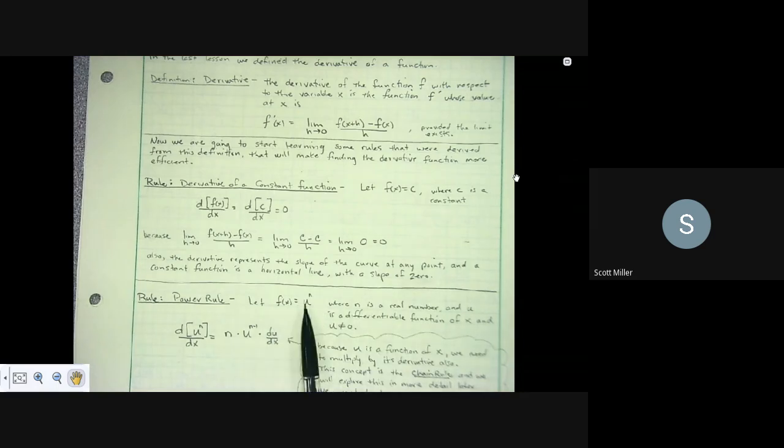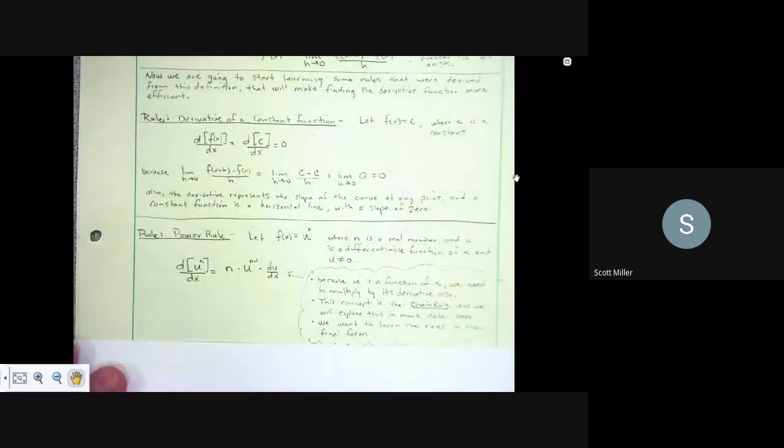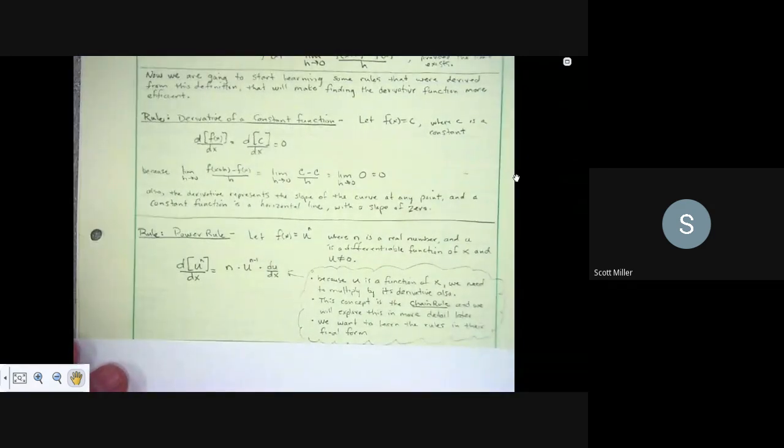Okay. Let's look at another rule. It's called the power rule. The power rule is anything raised to an exponent n. So I have some function to a power. n is a real number. u is a differentiable function of x, and it does not equal 0. This is just a generic placeholder for a function of x. See, there's a variable x here.